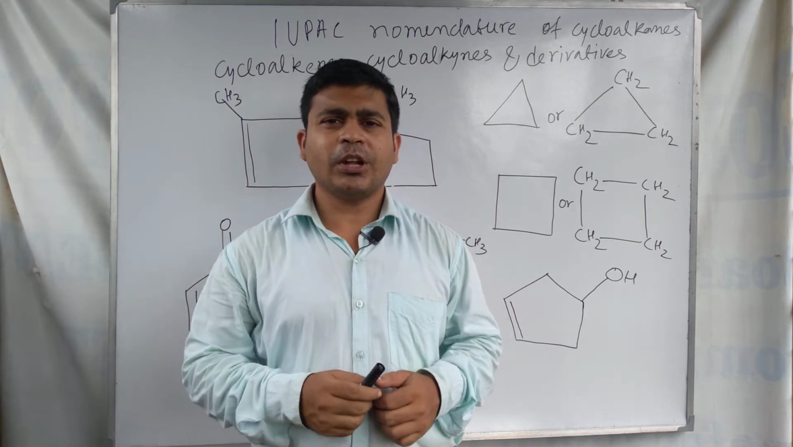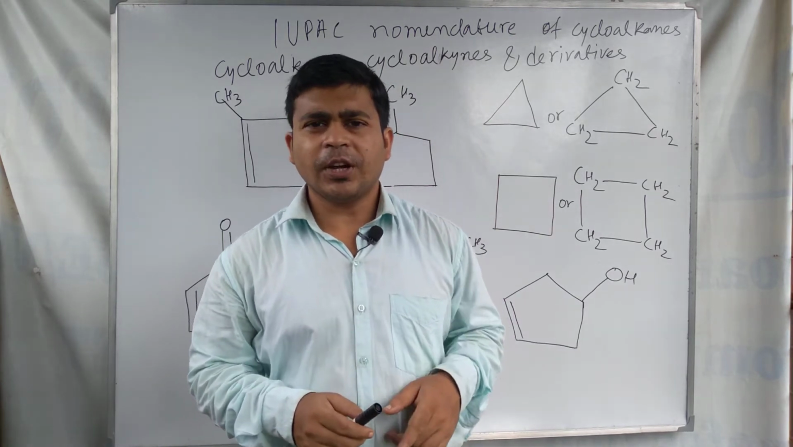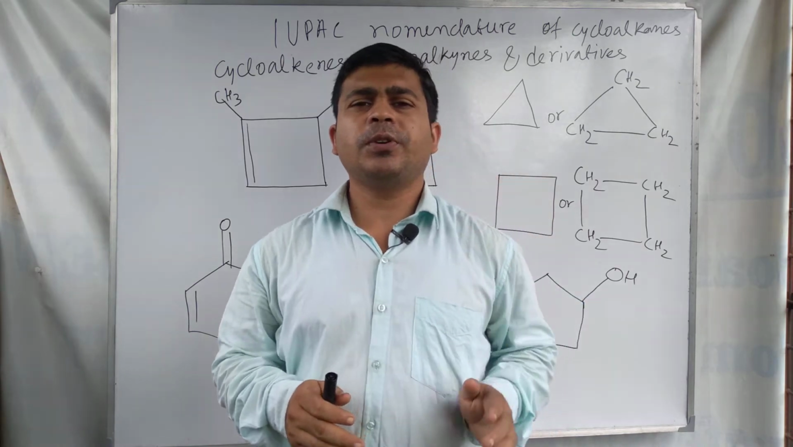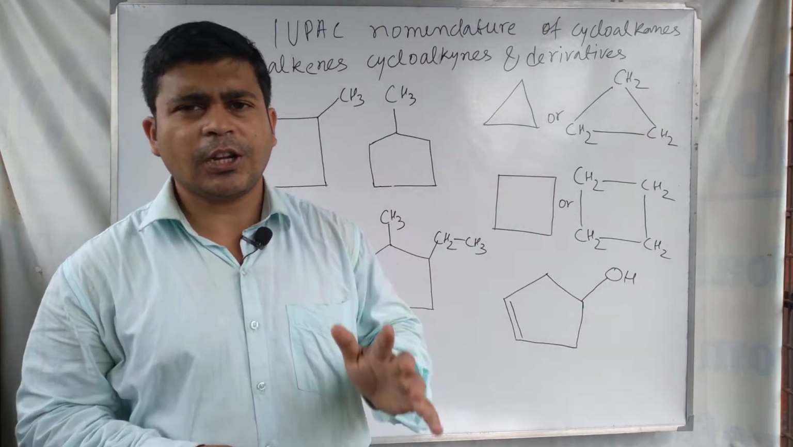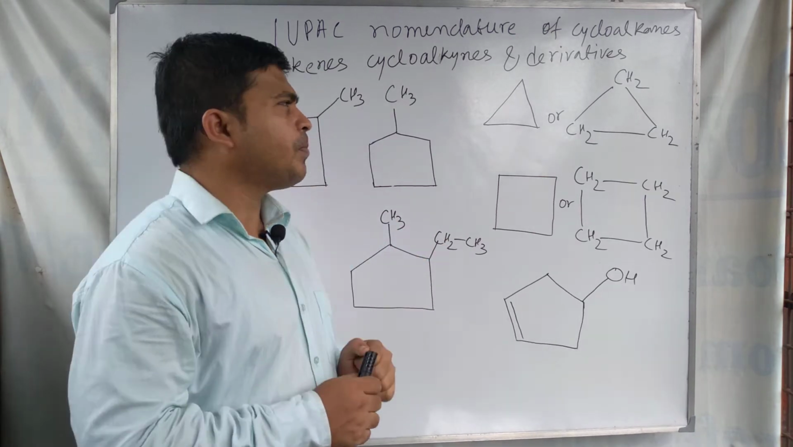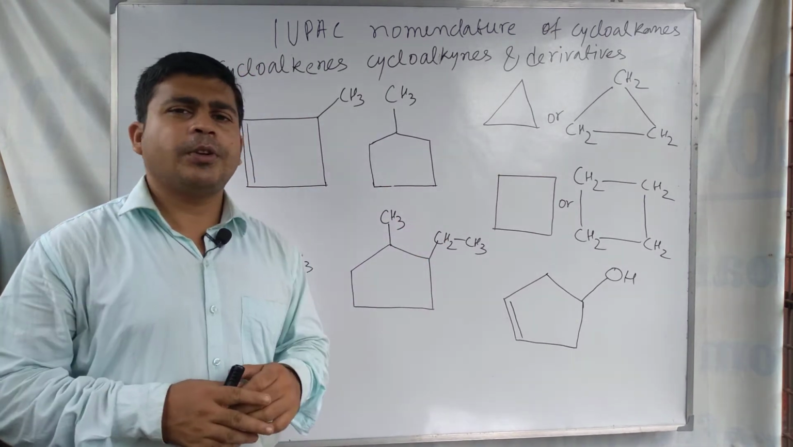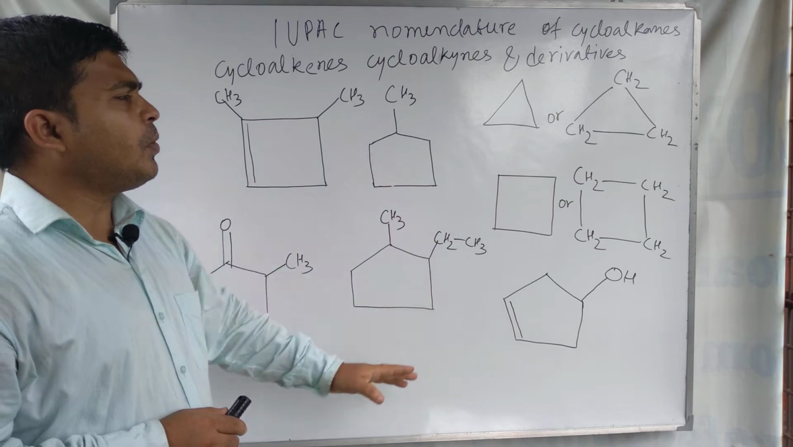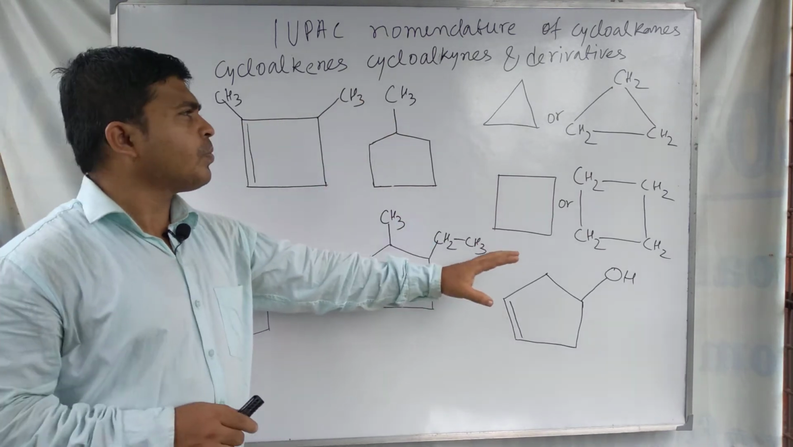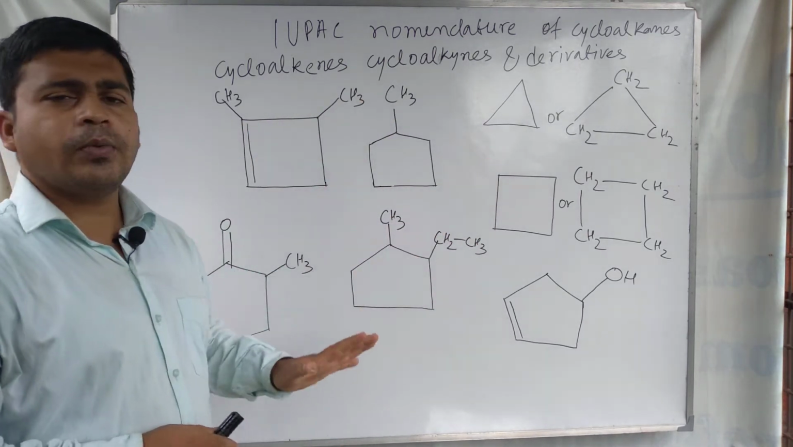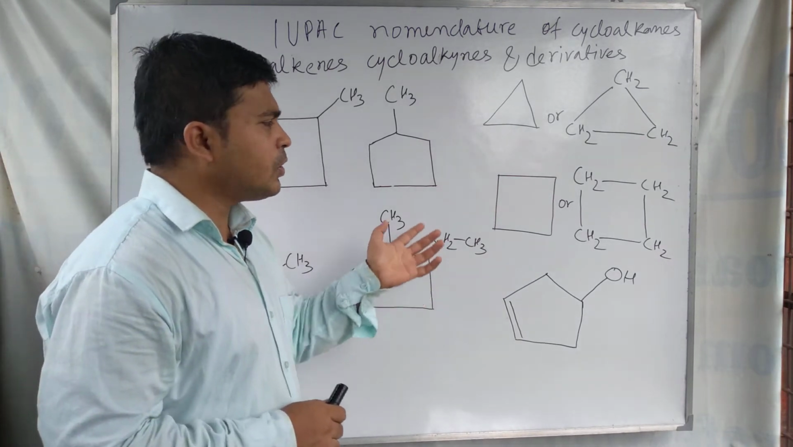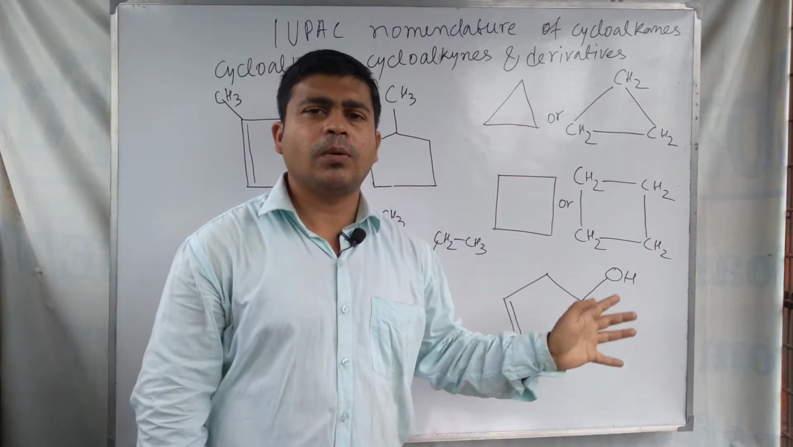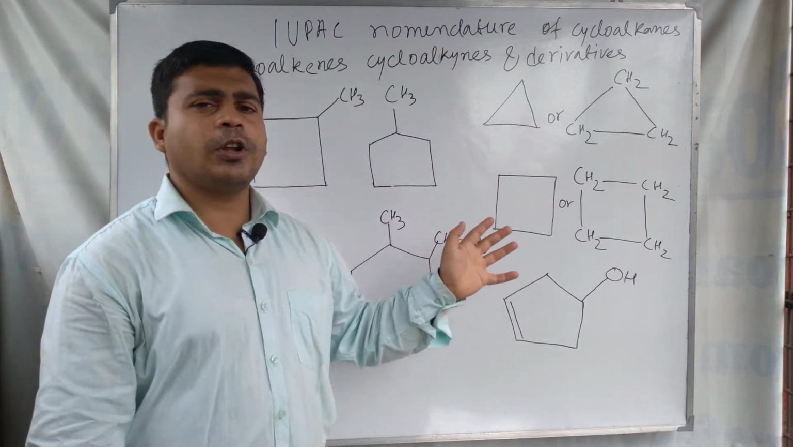I am Atanu Betal. In this video lecture, we discuss the IUPAC nomenclature of cycloalkanes, cycloalkenes and cycloalkynes and their derivatives. So this is the topic of discussion right now. These are the examples of some cycloalkanes, cycloalkenes and their derivatives, cycloalkynes. So we discuss the IUPAC nomenclature of this type of organic compounds in this video lecture.